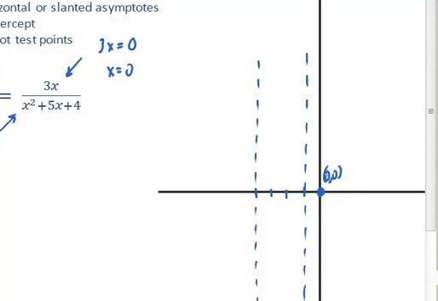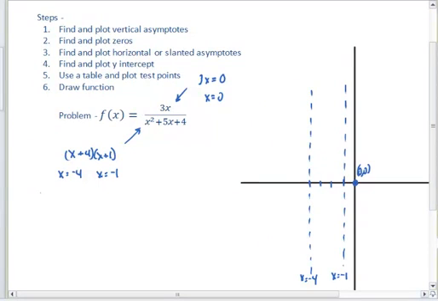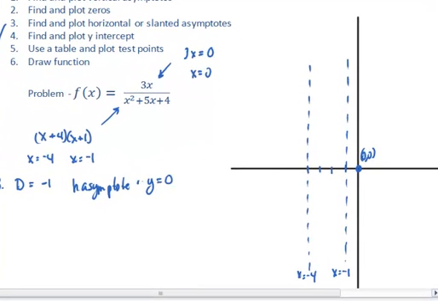Now I want to figure out if I have horizontal or slanted asymptotes. So remember what we did for step 3 in class this week. We used the overall degree of the rational polynomial to help us figure that out. In this case, our overall degree is -1, because the numerator has a degree of 1 and the denominator has a degree of 2, so that makes an overall degree of -1, which means our horizontal asymptote has the equation y equals 0. So now I'm going to plot that.